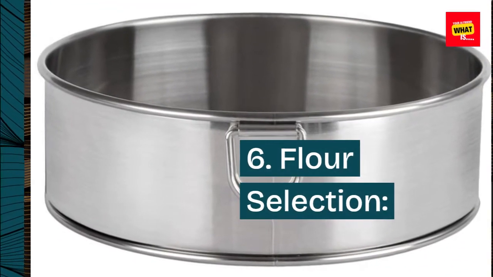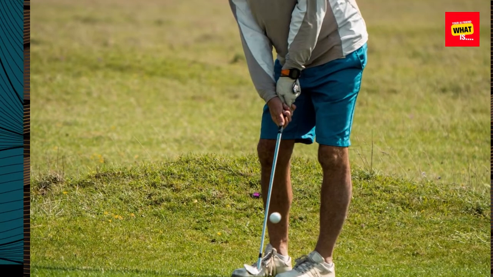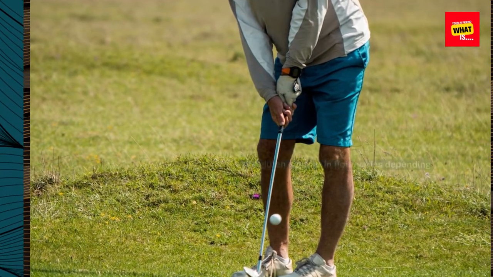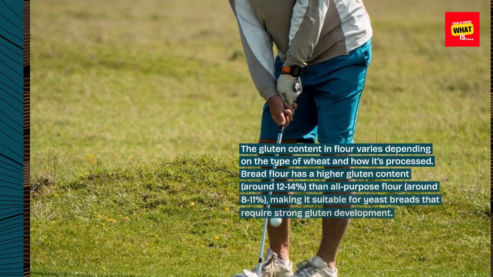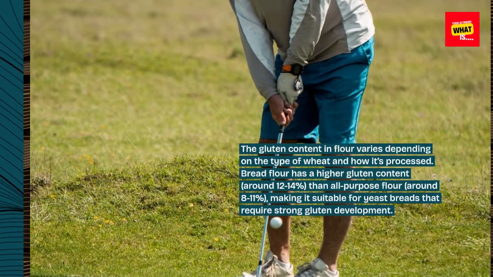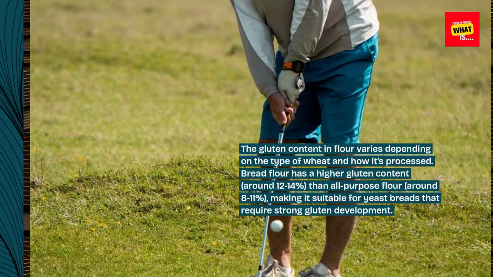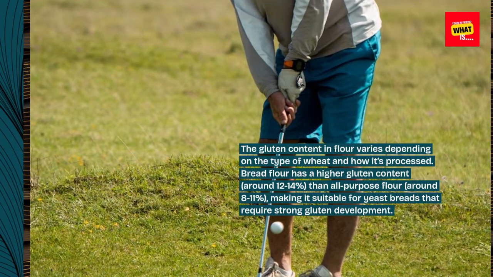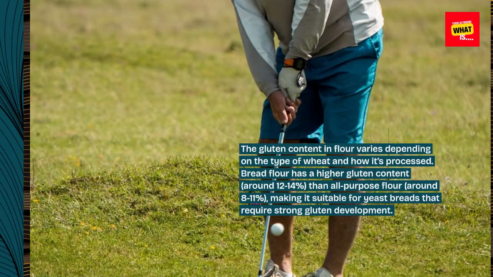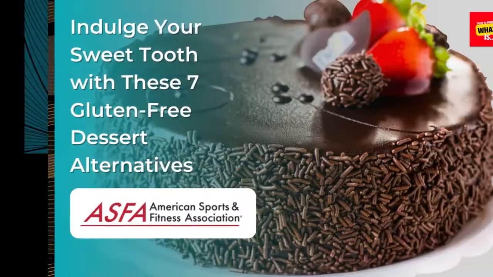6. Flour selection. The gluten content in flour varies depending on the type of wheat and how it's processed. Bread flour has a higher gluten content, around 12 to 14%, than all-purpose flour, around 8 to 11%, making it suitable for yeast breads that require strong gluten development.